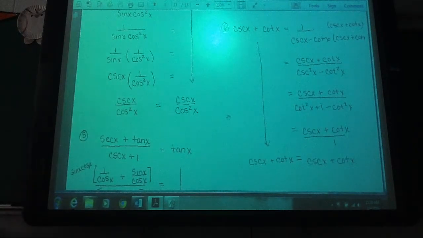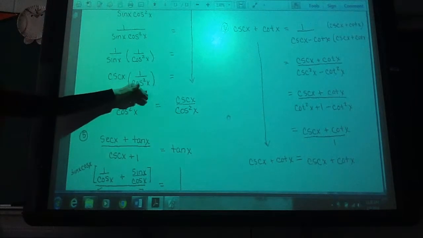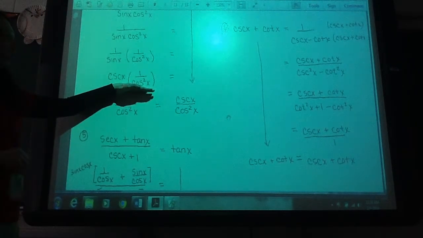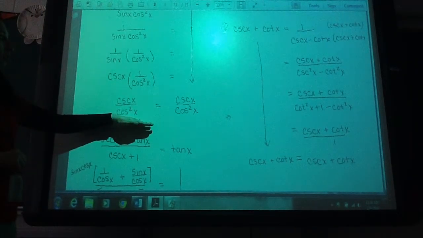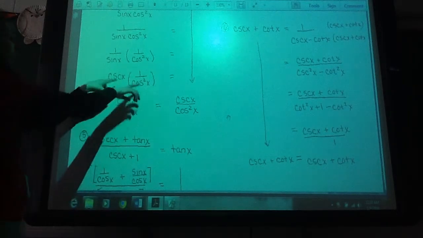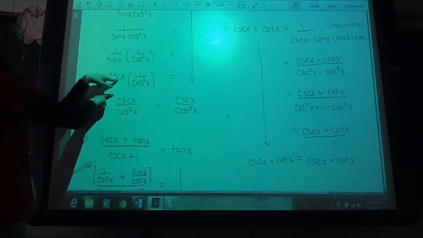Alright. So then the last step, that you guys could see down to here on number 4, is just to split them and then recreate your fraction with the cosecant on top.